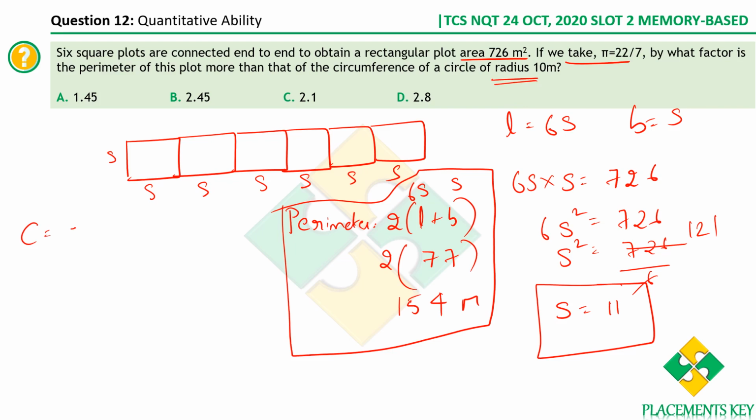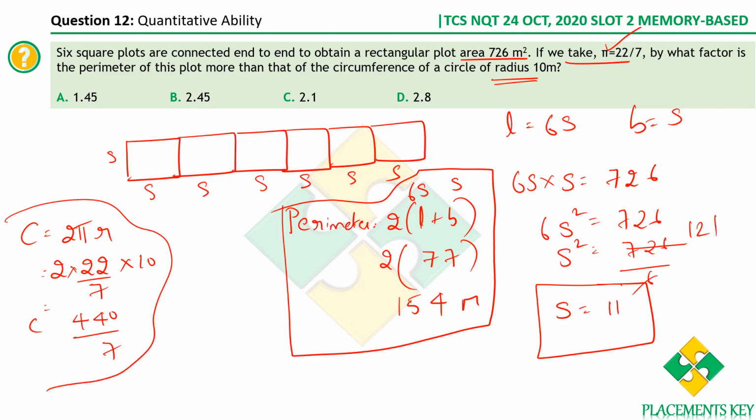What is the formula for the circumference of a circle? It is 2 into pi into r. So 2 into, they have told us to take pi as 22 by 7, so 2 into 22 by 7 into r. What is r? It is 10 meters. So what is the circumference that you've got? 2 into 22 into 10, so 440 by 7. This is the circumference of the circle.